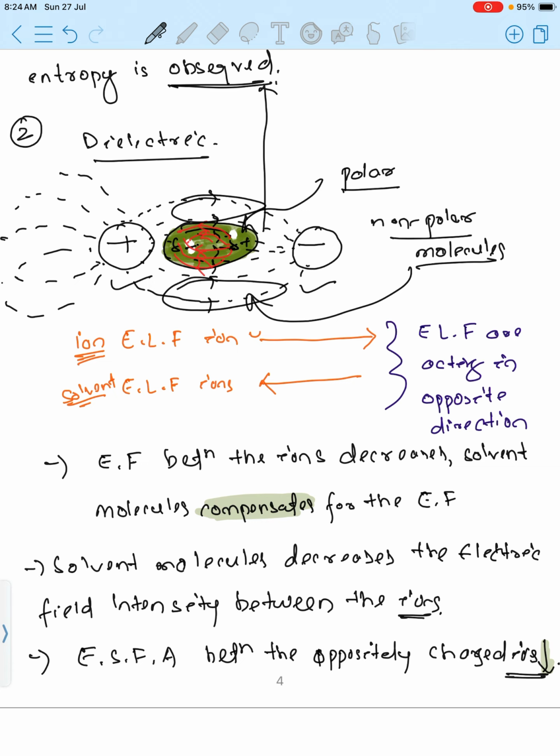So obviously, here also there will be a creation of electric field in the opposite direction, but the magnitude of electric field generated in this particular solvent molecule will be very small, as initially there was no charge separation. Due to the presence of this cation and anion, the instantaneous dipole is created.